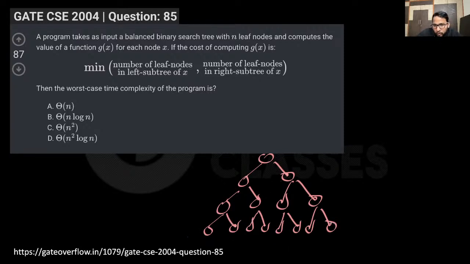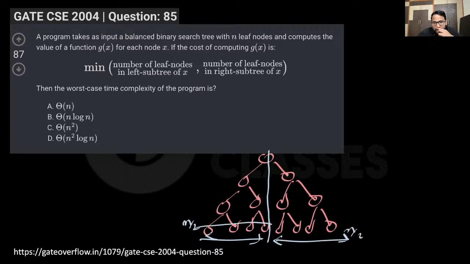If I just ask you, what are the number of leaf nodes here in this left part? What are the number of leaf nodes here in the right part? Then approximately n by 2. Okay, not approximately. It is n by 2, right? If there are n leaf nodes, if this total is n, number of leaf nodes only, then these will be n by 2. These will be n by 2.